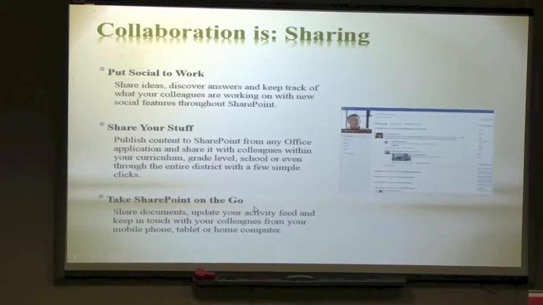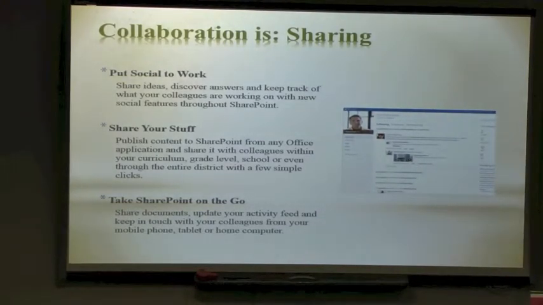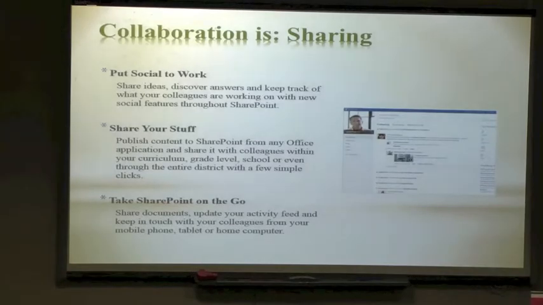The important thing about taking SharePoint on the go with this system is that you'll be able to access it from anywhere, not just from within the school. Nor does it require any type of VPN access or anything like that. As long as you can access the internet, you'll be able to get access to your site. You will have to log in, because we don't want everybody to get into your collaboration sites. So your username and password, the same one you use every day when you're at work, you'll use that one to log in, and you'll have access to all the files.